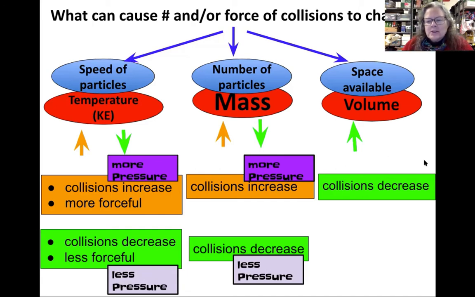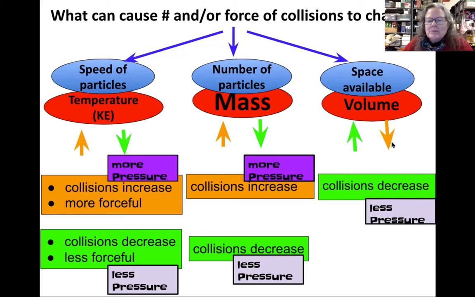So what's that going to do to the pressure? It's going to create less pressure. The pressure is going to decrease. So that's what I'm asking you to write here, is decrease. The pressure decreases. All right, so now what happens if I decrease the volume?